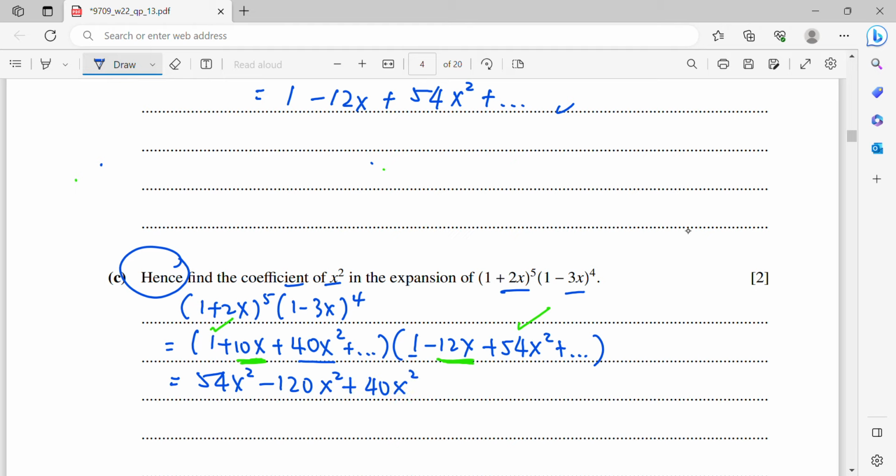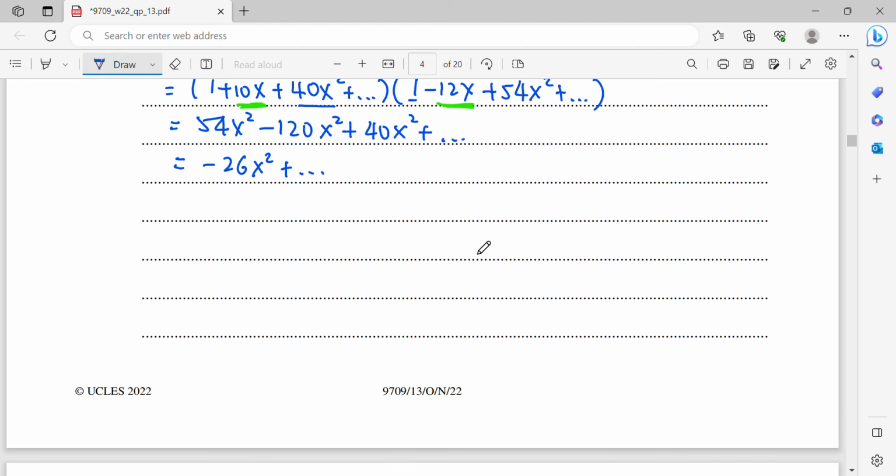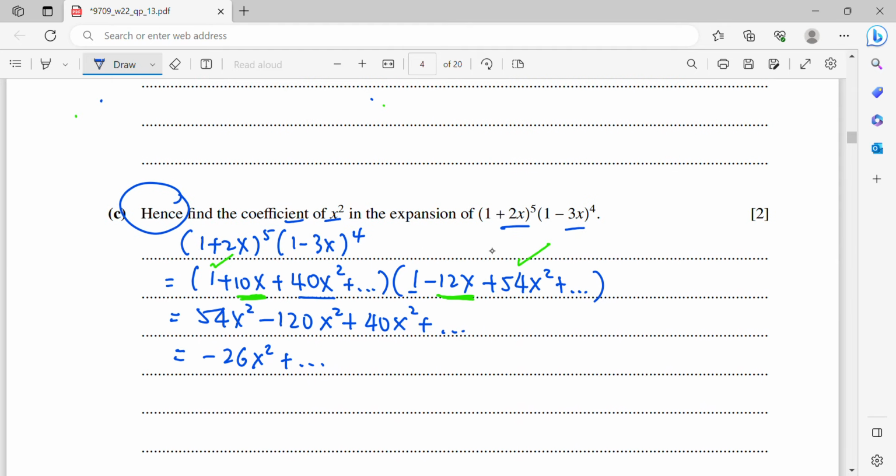But of course, these are not the only terms when you do the expansion, so I will just write plus dot dot dot, because our concern will be the terms with x squared, or the coefficient of x squared. So now when you simplify these three terms, it will be negative 26x squared plus the rest of the terms. So once you have obtained this, then you can just write down the coefficient of x squared equals negative 26. Alright, so that's all for part C.